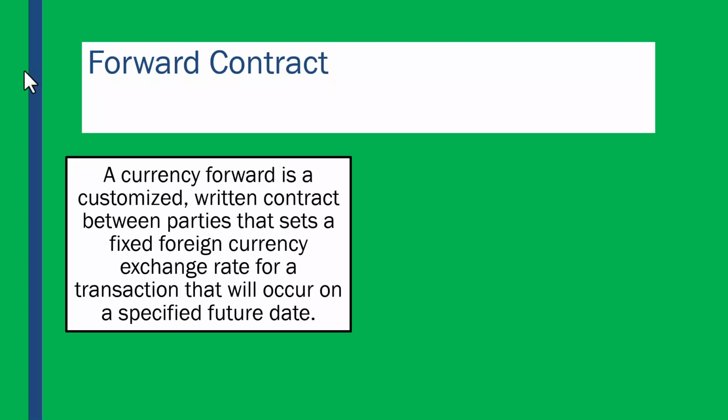A currency forward is a customized written contract between parties that sets a fixed foreign currency exchange rate for a transaction that will occur on a specified future date. Suppose I require dollars, or pounds or euros. I go to a bank, and I require it in the month of December. I'll ask for a quote at what price he's going to give me a dollar or a pound or a euro in December. He gives me a quote, and we fix that and enter into a contract. I'll come in December and either take delivery of dollars or give delivery of dollars.